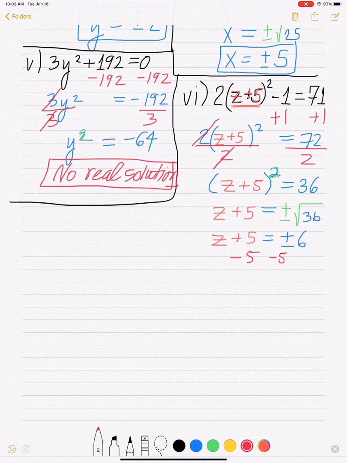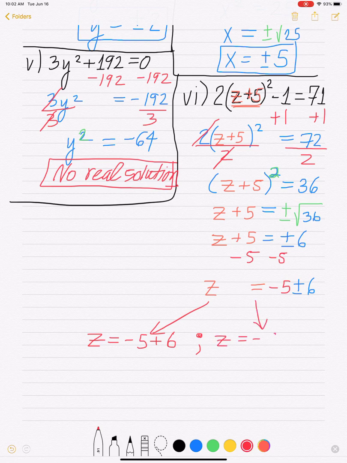So when I do that, I'm going to get z all by itself, finally, equals negative 5 plus minus 6. So that's two different numbers. Let's break it into a branch. So first of all, I have z equals negative 5 plus 6. And that's one situation. And the other situation, z equals negative 5 minus 6. Yep, so you got the plus 6 here and the minus 6 here.